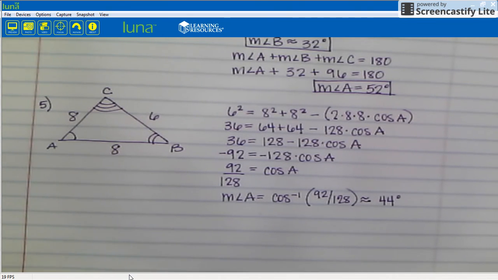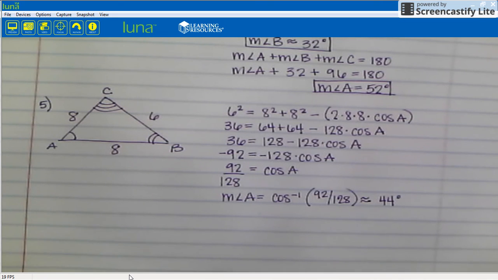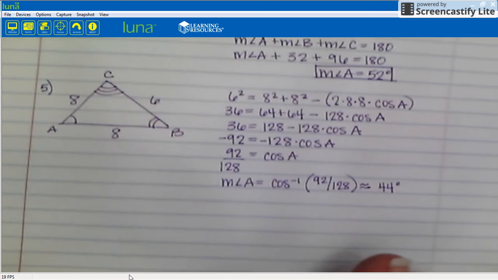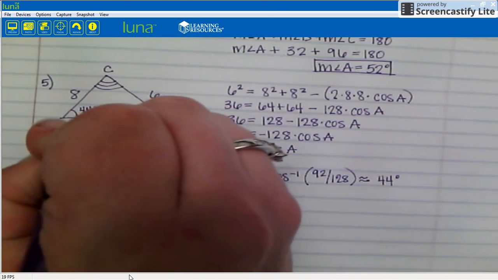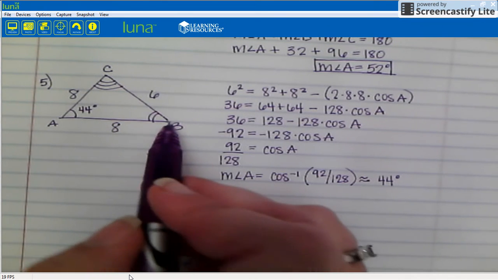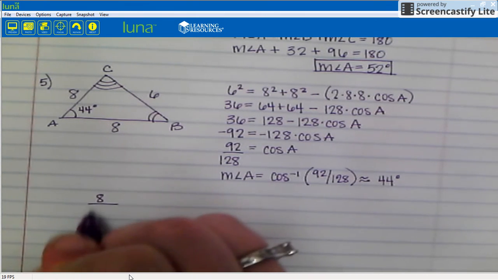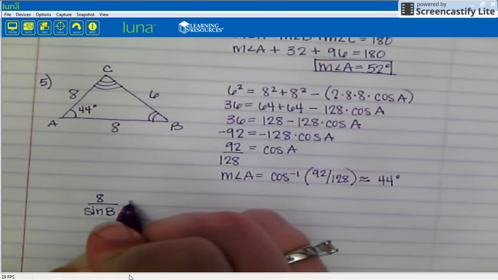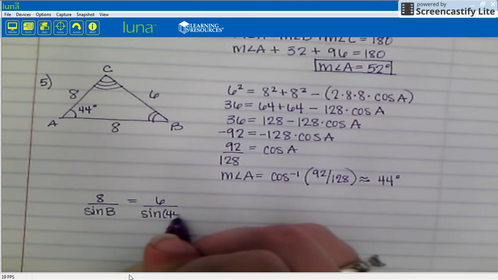Okay, now I have a couple of different options at this point. I can repeat the same process for one of my other 2 angles, or I can use the law of sines. The law of sines is quicker, it's more efficient, so I always revert back to the law of sines if possible. So what I know now is that the measure of angle A is 44 degrees. So if let's say I want to solve for the measure of angle B, well, I know that 8 over the sine of B is equal to 6 over the sine of 44.